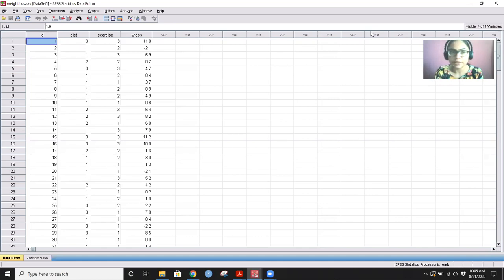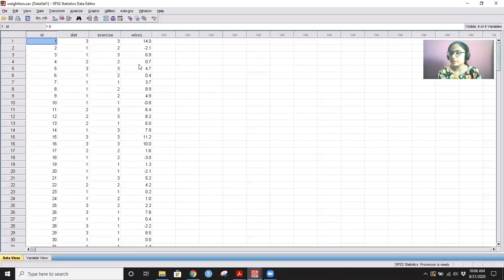The data set needs no description, as has been explained earlier in part 1, but I'll just give a quick recap. My first variable is the ID, that is a unique identifier. Second variable is diet, and exercise, and weight loss is my dependent variable, that is the continuous variable. And then my independent variables are diet and exercise. Both are categorical. So there are three types of diets and three types of exercises. Hence two-way ANOVA, that we have two categorical variables which have an effect on the weight loss.